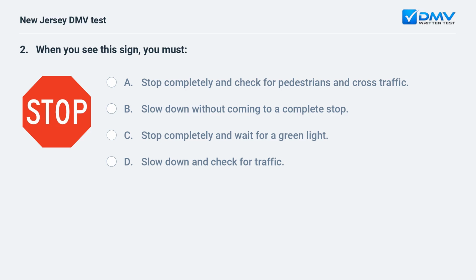When you see this sign, you must A. Stop completely and check for pedestrians and cross traffic. B. Slow down without coming to a complete stop. C. Stop completely and wait for a green light. D. Slow down and check for traffic.